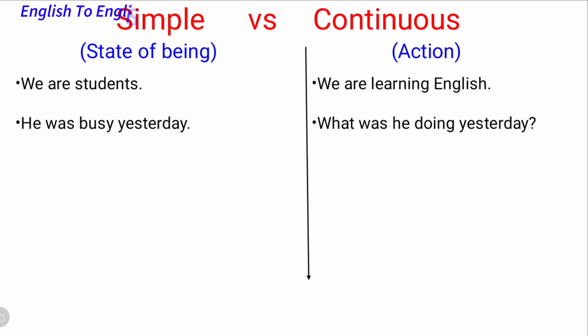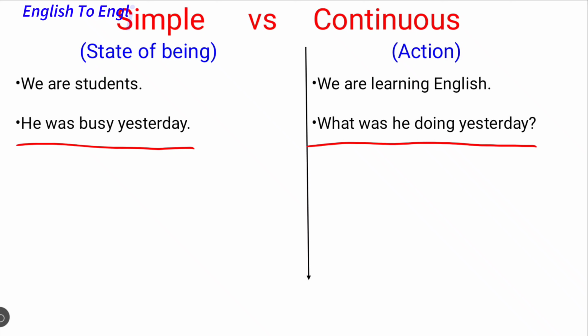Let's see one more example. What was he doing yesterday? Maybe he was busy. Yes, he was busy. So what he was doing yesterday, actually, we don't have any idea about it, but he was busy. It defines his state of being, that he was. But this phrase, "he was doing," defines continuity: what was he doing yesterday.